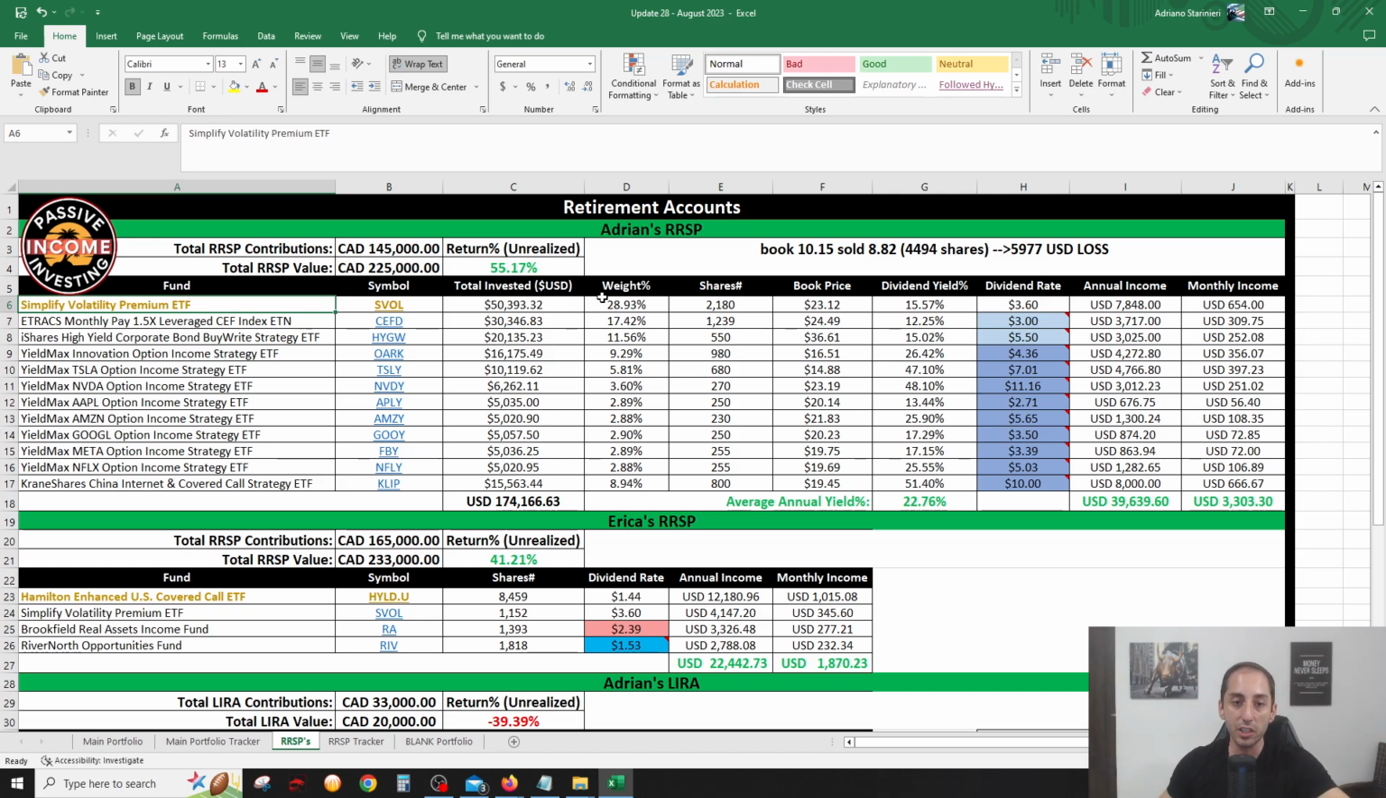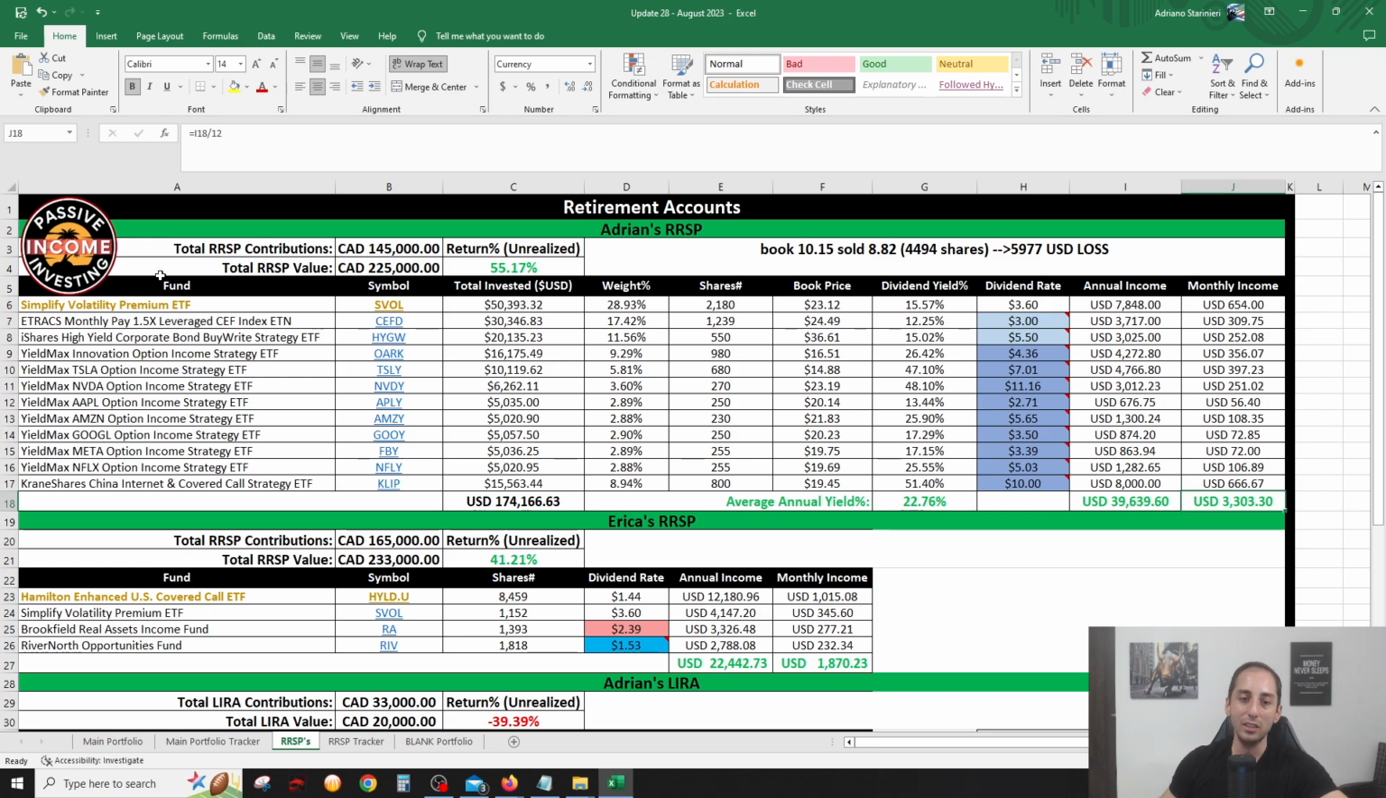So I have a nice big chunk in SVOL now. SVOL is, I'm going to consider it my core and primary position. I also have CEFD still in this Unveil, but stay tuned for next month's Unveil. Of course, if you're a PII Inner Circle member, you already know what I did with CEFD. And of course, then you have all the YieldMax ones. So a total yield right now based on these dividend rates is a little under 23%.